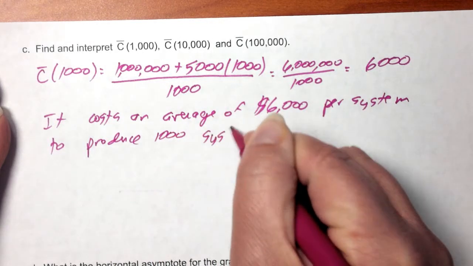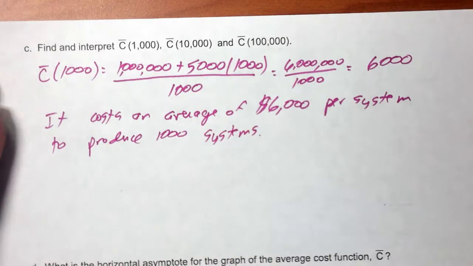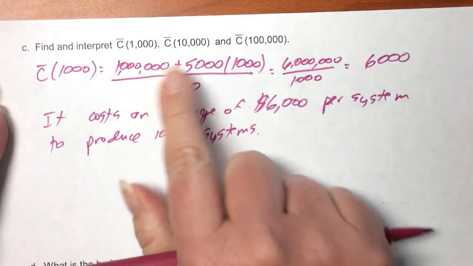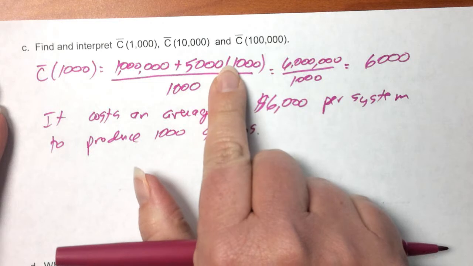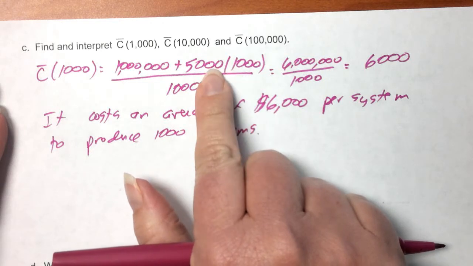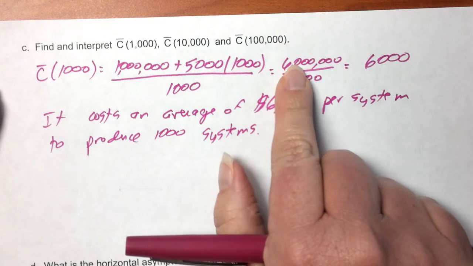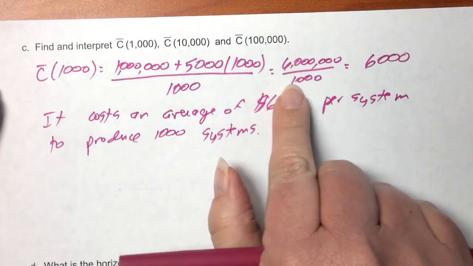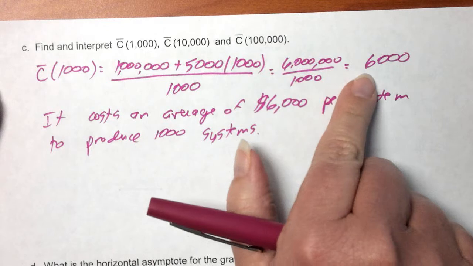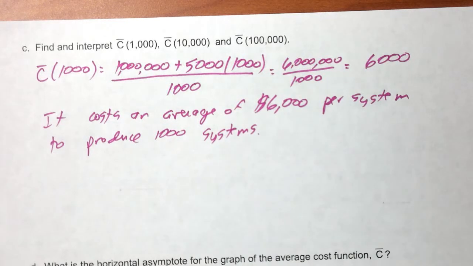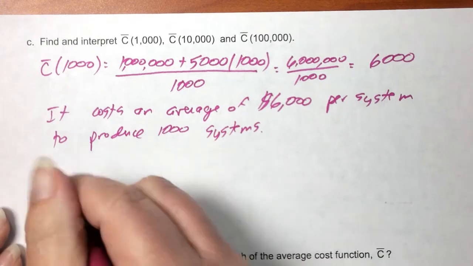1,000 systems. So if you're going to make 1,000 robots, you're going to spend your $1 million plus 5,000 times 1,000. Each of those 1,000 systems cost $5,000. So you'll have spent a total of $6 million. But you spent $6 million to build 1,000. So when you divide that out, that comes out to $6,000. So you're spending an average of $6,000 per system if you make 1,000.